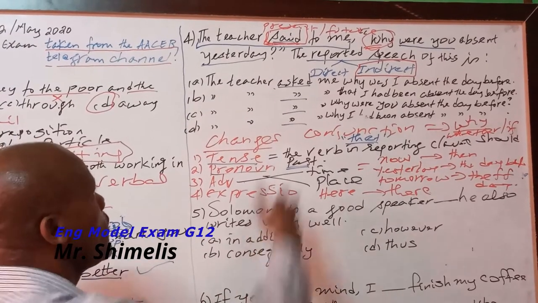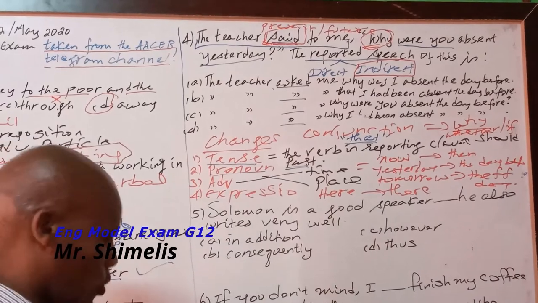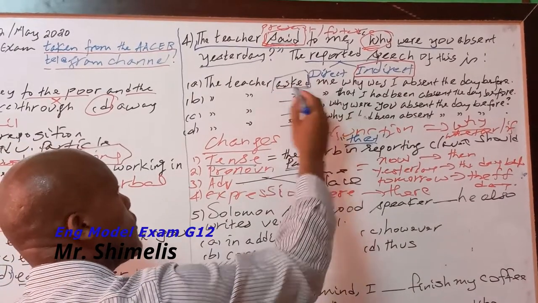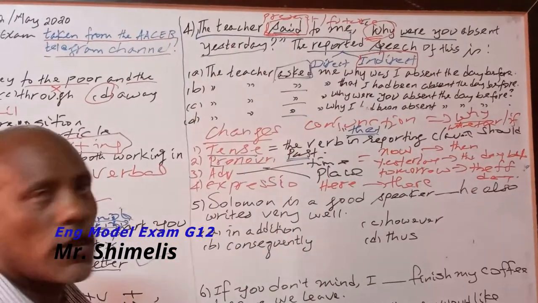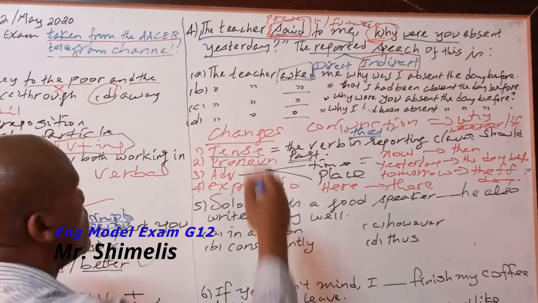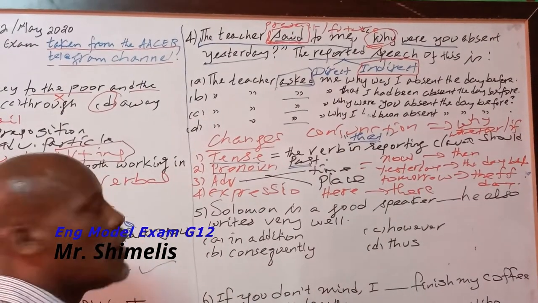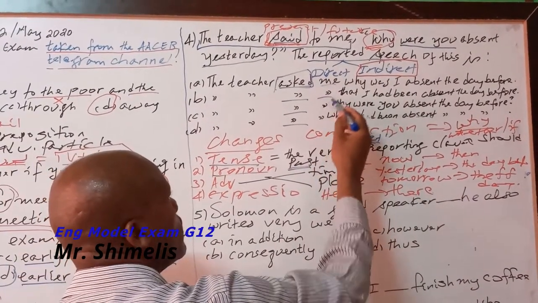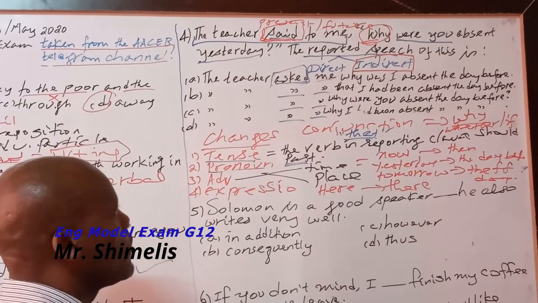Now when you see the answer choices, all the answer choices used the verb asked. So in this respect, all are correct. So we take asked. The teacher asked whom? Me. Okay. Again, in the case of the pronoun, they are the same. All are correct in the case of pronoun.